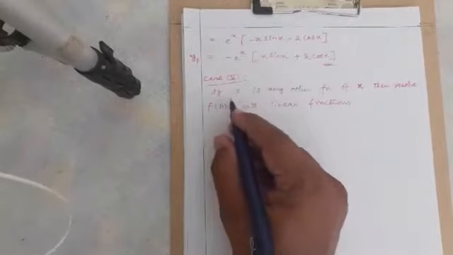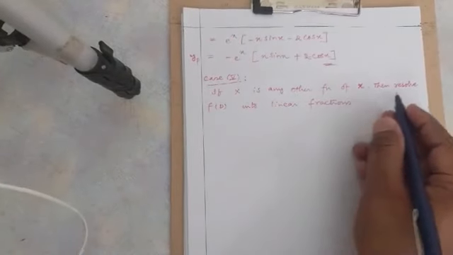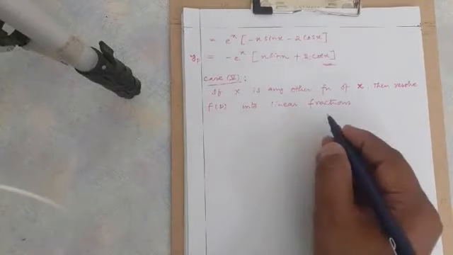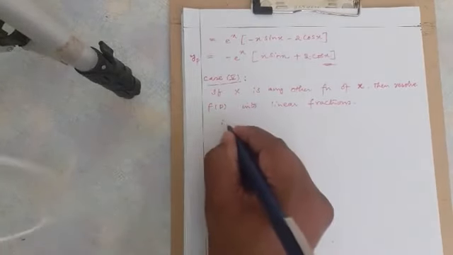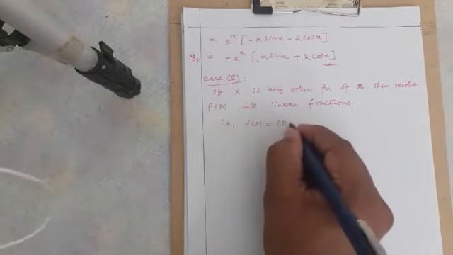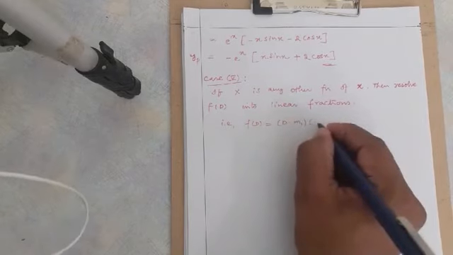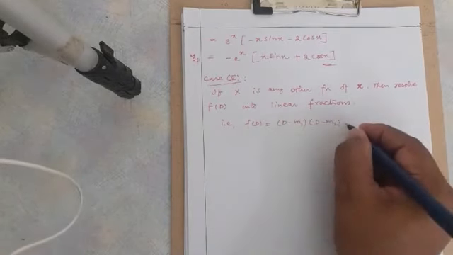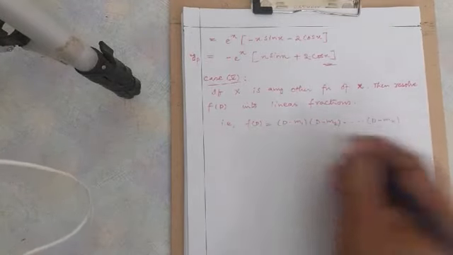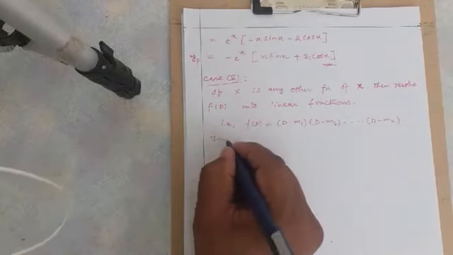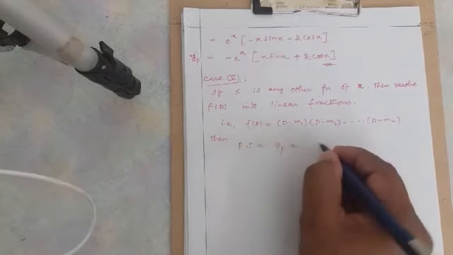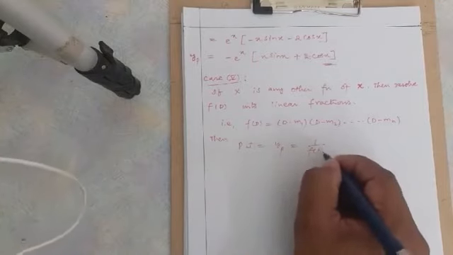So if capital X is any other function of x, then resolve f of d into linear fractions. That is, f of d is equal to d minus m1 into d minus m2 and so on, d minus mn. Then the particular integral is yp is equal to 1 upon f of d into capital X.